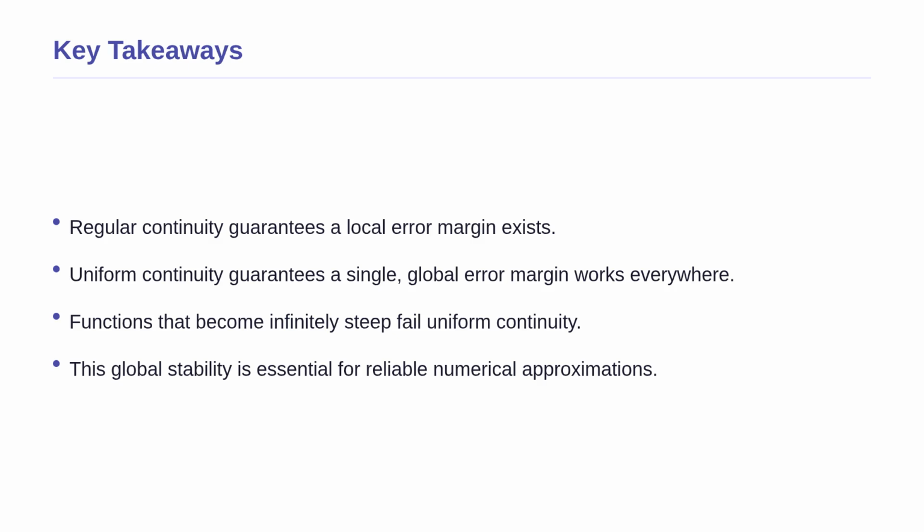To wrap up our lecture, let us review the most important ideas we have covered today. First, remember that regular continuity only guarantees that a local error margin exists for each specific point, meaning sensitivity can grow out of control. Second, uniform continuity is a much stronger guarantee. A single fixed margin of error for the input will always keep the output within a desired target everywhere. Third, functions like parabolas that become infinitely steep will fail this global test. You have now mastered the foundation of uniform continuity, a concept that ensures global stability in advanced mathematics.